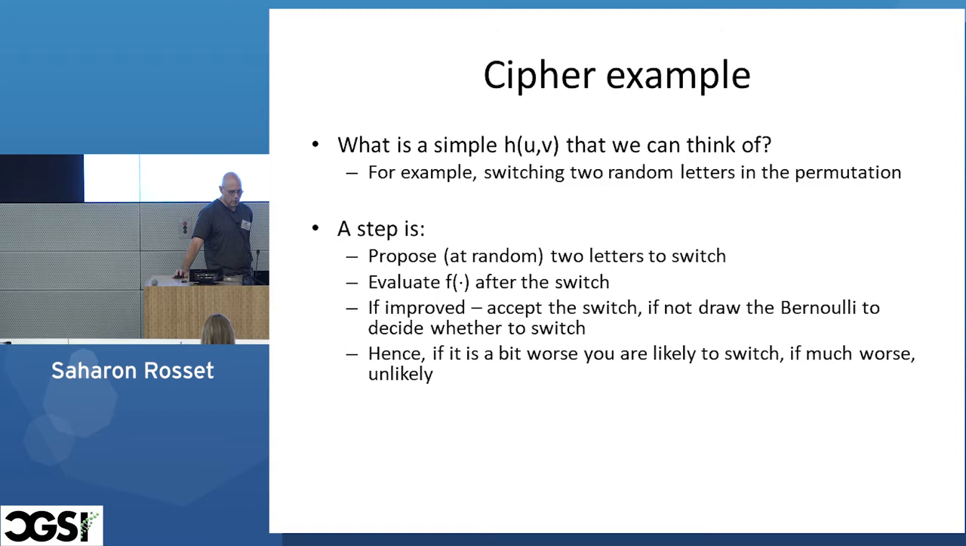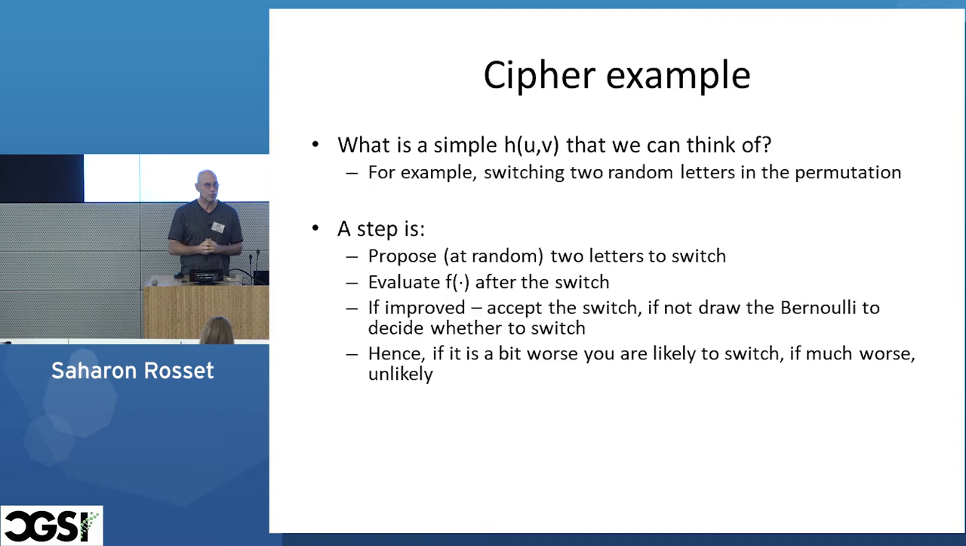So for example, if our new deciphering is better than the previous one, we accept it for sure. If it's a bit worse, we still have a high probability of accepting it, because we don't want to be stuck. We want to look around the space. If it's almost as good, then p is close to 1, and we still have a high probability of accepting it and moving from v to u. If it's much worse, then p is close to 0, and we have a small probability of accepting the change.